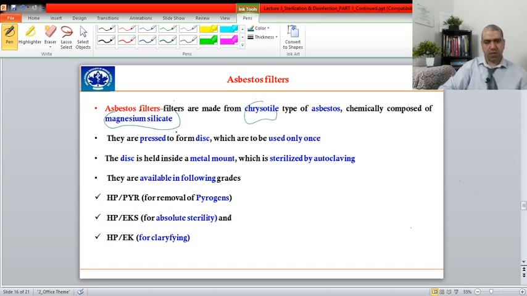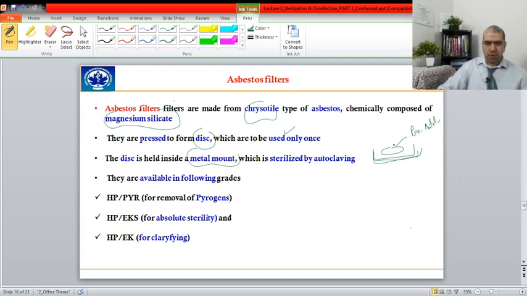How they are prepared is they are pressed to form disc-like structures, and they can only be used once, so we cannot reuse them. The disc is held inside a metal mount. If we have a metal mount like here, we keep a disc in this metal mount. This disc, we can pre-autoclave it, and then we can put it on the metal mount. This metal mount can also be autoclaved.